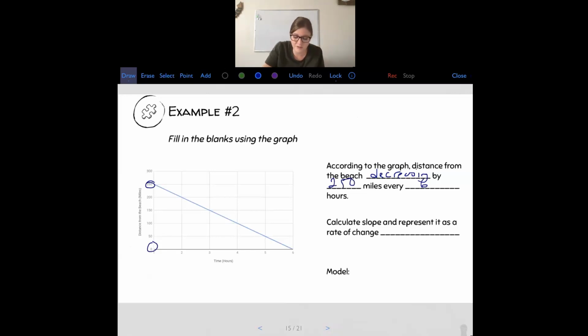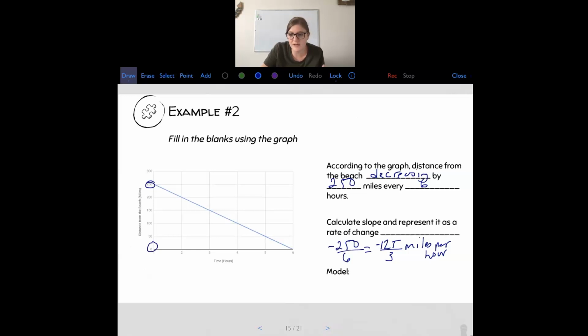So calculate the slope and represent it as a rate of change. So my slope here is going to be negative. So remember, when it's decreasing, we've got a negative slope. Negative 250 over 6, which is negative 125 over 3. This is miles per hour. Okay, our dependent variable over our independent variable.